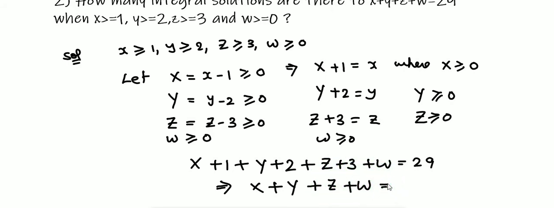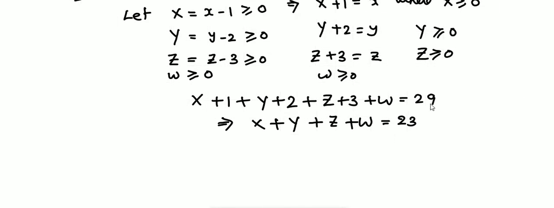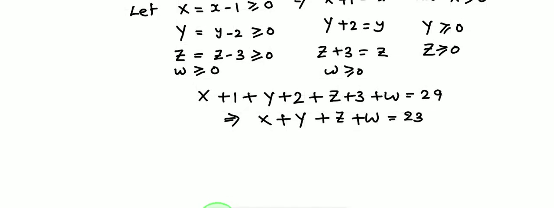So that is 23, in which all parameters follow the condition greater than or equal to 0. That means it is nothing but non-negative integral solutions. So what is the non-negative integral solution? It is 23 plus number of parameters 4 minus 1, C 4 minus 1, which is 26C3.